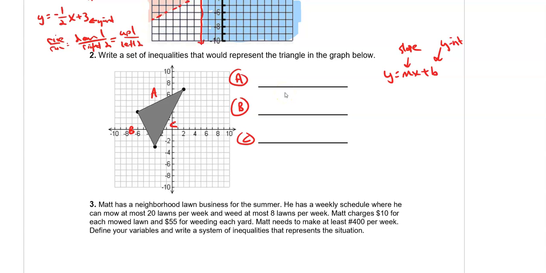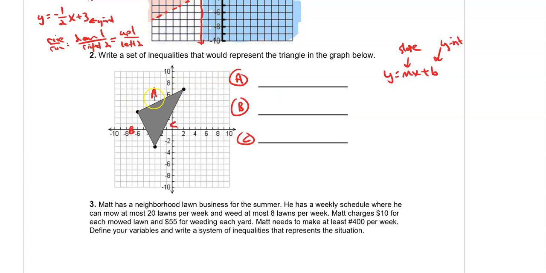For number 2 on the review, we need to come up with the 3 inequalities, the 3 equations that represent this triangle right here. So I named the 3 sides of the triangle because each one's going to be an equation. So let's look at side A first. It's always going to be lines, just a straight y equals mx plus b, like this right here.